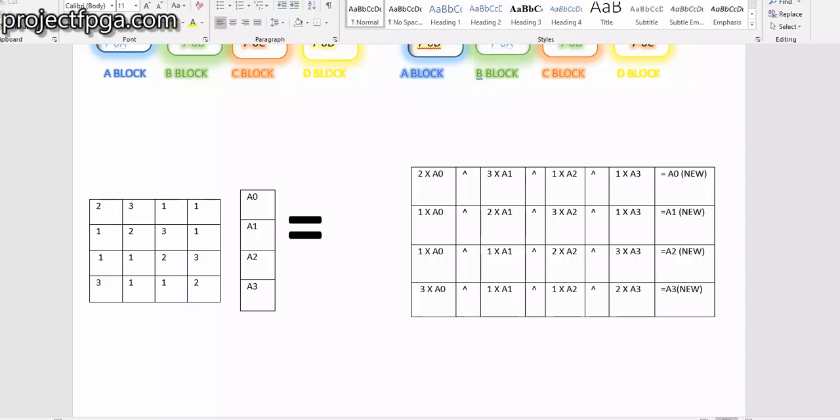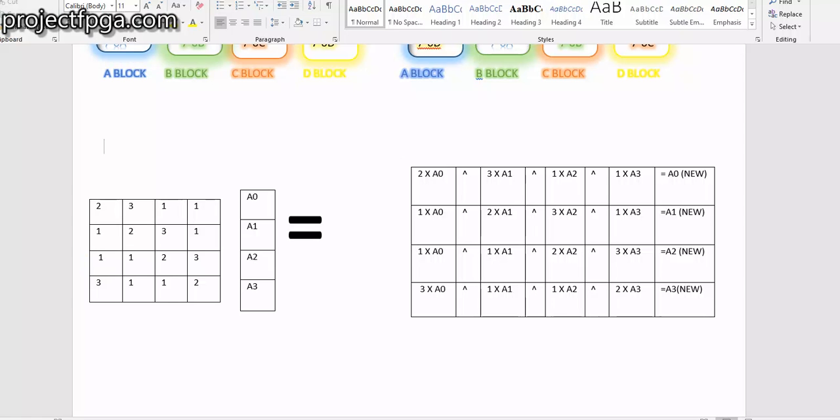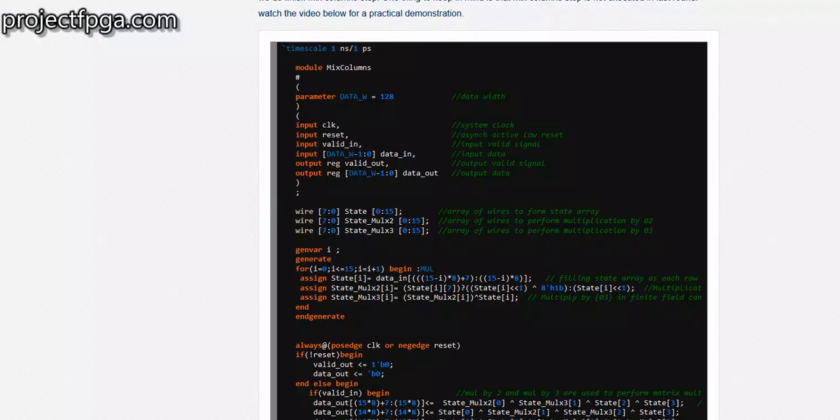Then 2 multiply A2. 2 multiply A2 multiplied by 2 should be this one. You can see it likewise went to the third XOR. And finally we have 3 multiply A3. So 3 multiply A3 should be this one. You see, so we are appropriately correct for this. So this is how we do it for the last one also. Please, I hope you understand this. You can send me an email if you still have an issue understanding it.